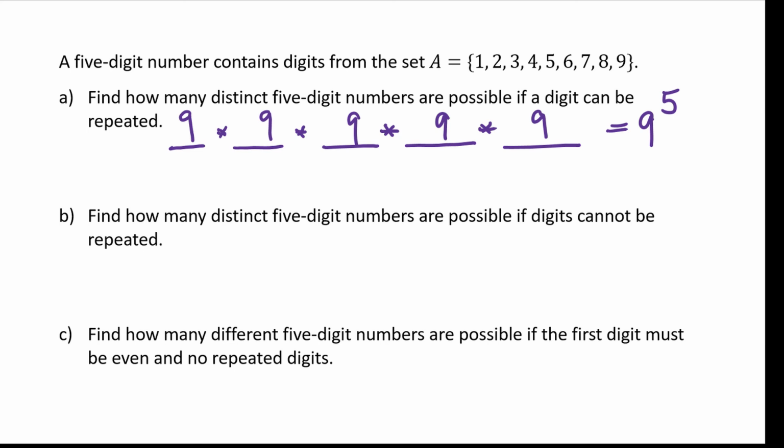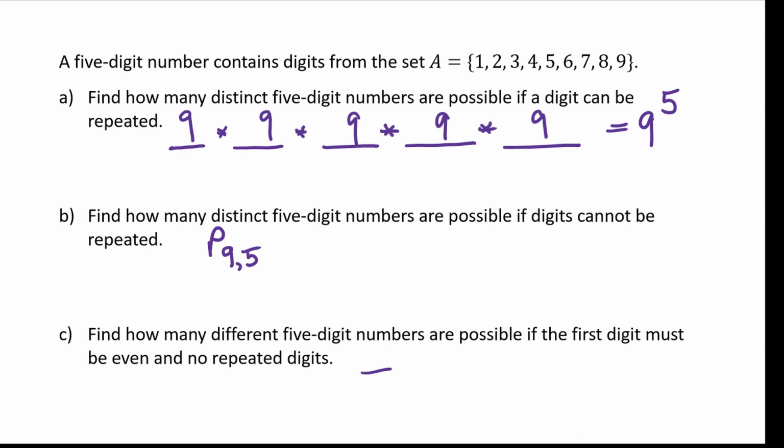Part B, find how many distinct 5-digit numbers are possible if digits cannot be repeated. And for numbers to be distinct, order does matter, so we're looking at a permutation. We want a permutation of 9 numbers taken 5 at a time. And finally, the last one is C. Find how many different 5-digit numbers are possible if the first digit must be even and no repeated digits.